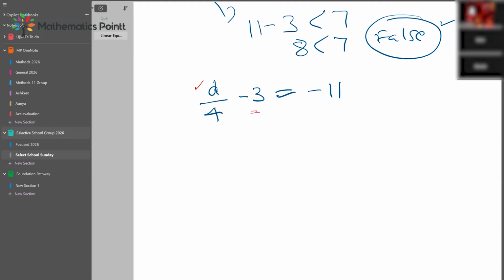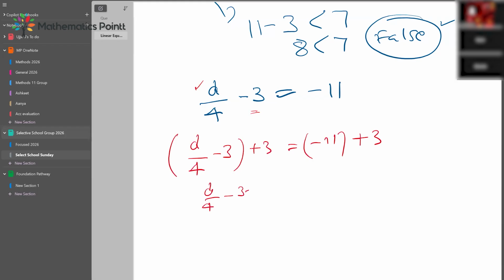Okay, let's get rid of the negative 3. So I'll say D over 4 minus 3, and I'll just add 3. Always place the brackets, add 3. Open the brackets up. 3, 3 gone. And you're left with D over 4 equals negative 8. Now, which is the number that I need to get rid of in order to leave my poor D all alone?